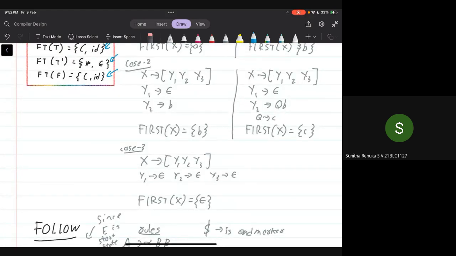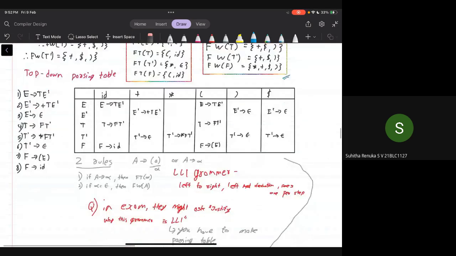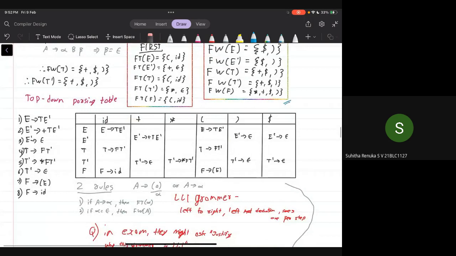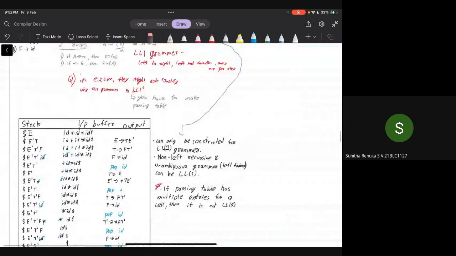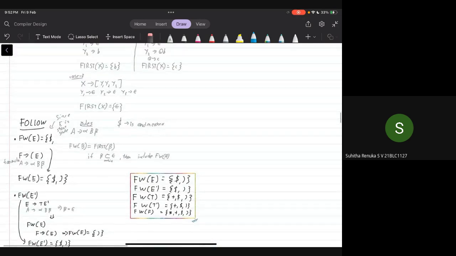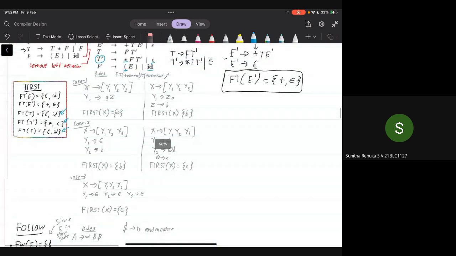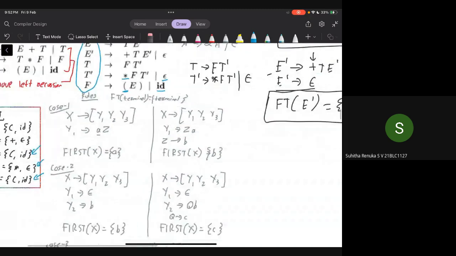How many steps are there like this? You have to do first and follow, and then you have to draw this table and then parse it. That's it. These are the three steps. So now you have to find follow. You take the same thing. You do the follow for all of these non-terminals.